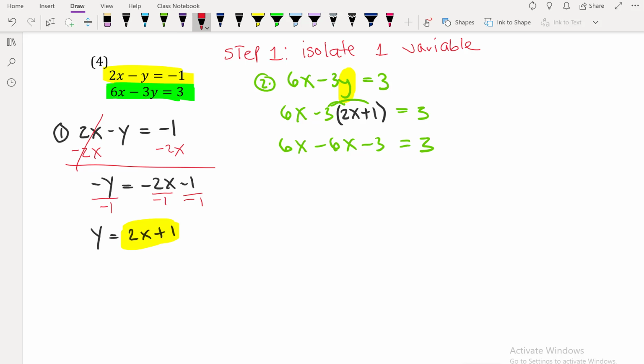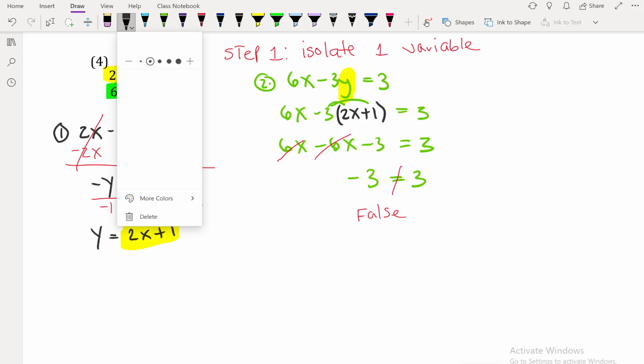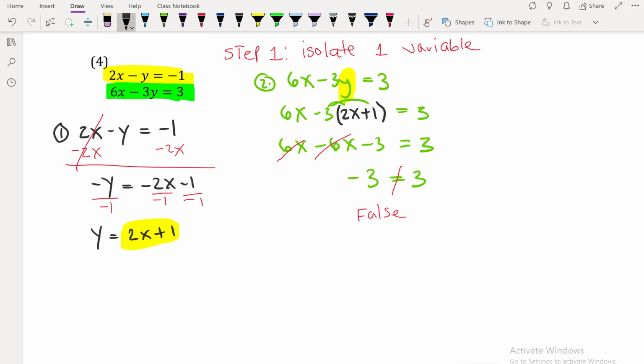So now that I have 6x and negative 6x, I know that those are going to cancel to give me a negative 3 is equal to a positive 3. Well, this would be false. Negative 3 is not the same as having 3. That isn't possible. You can't have negative and positive at the same time. That means the values would not be equal. Okay, so you want these values to be equal. So since that is false, we're going to say that this is going to be a no solution.